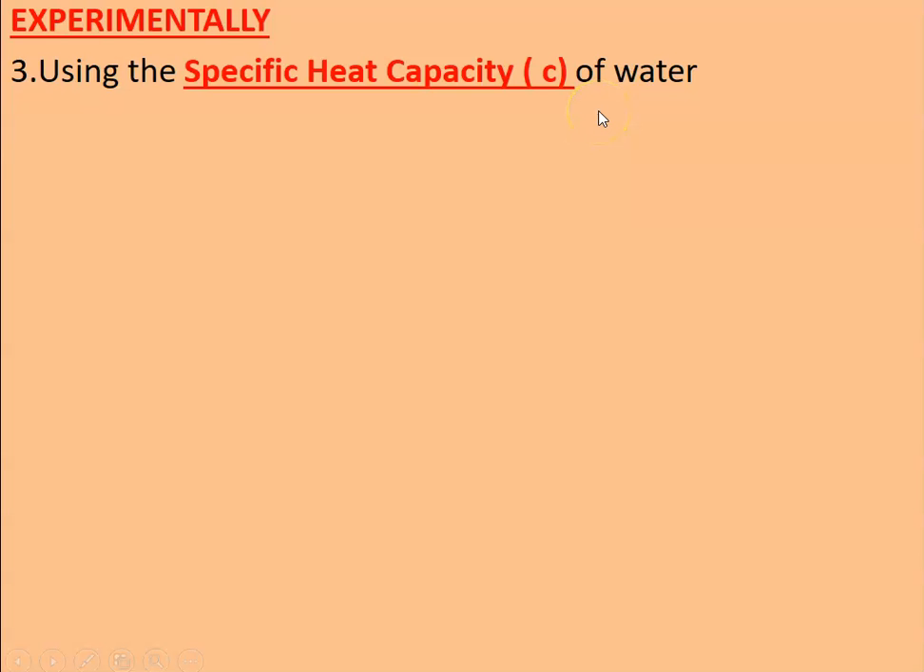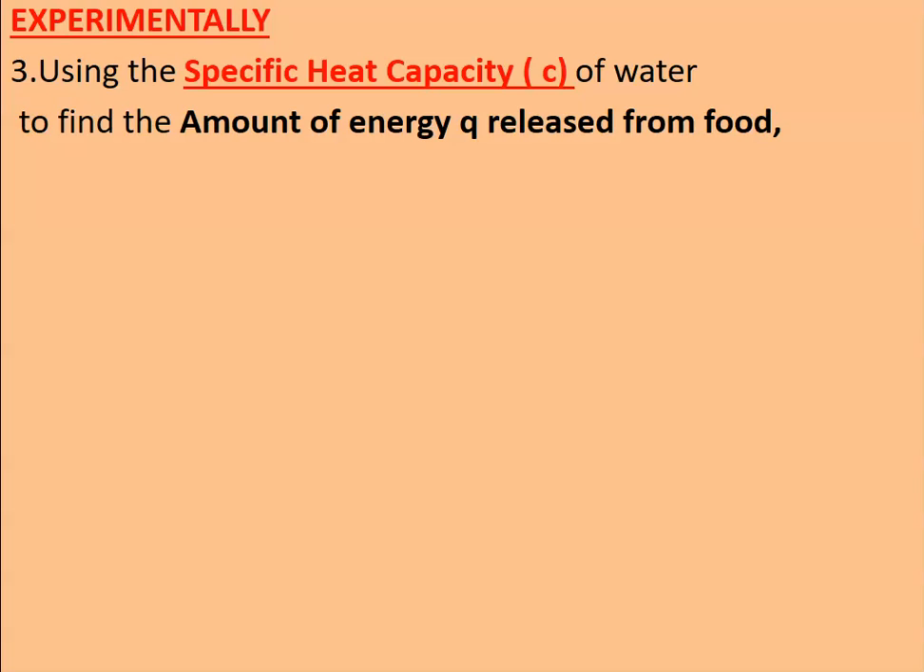All right, this is slide 30-42, and it's looking at a bit of revision for how we did this experimentally, working out the amount of energy. So we did this at the beginning of the year for fuels, and we used the specific heat capacity of water to find the amount of energy released. We can use it now to work out the amount of energy released from food.